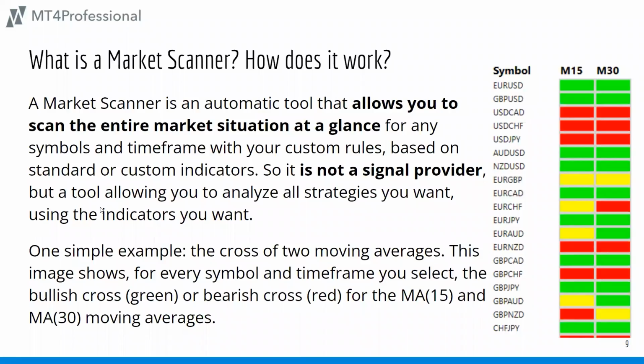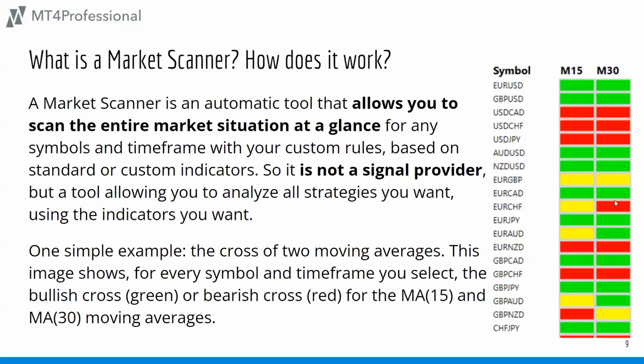One simple example is, of course, the cross of two moving averages. This is probably the highest used cross available, so I'll use it as a good example. So looking at whatever time frame you have selected, a bullish cross would be identified by green, a bearish cross identified by red, and we'd be using a 15 period and 30 period moving average.